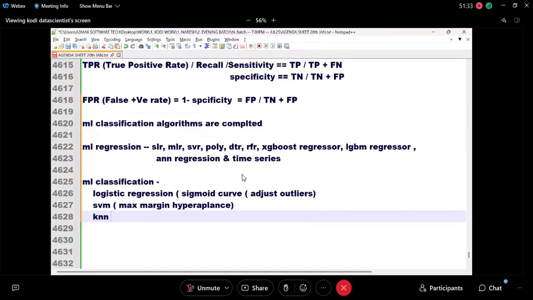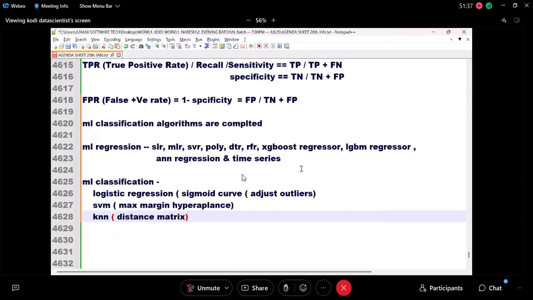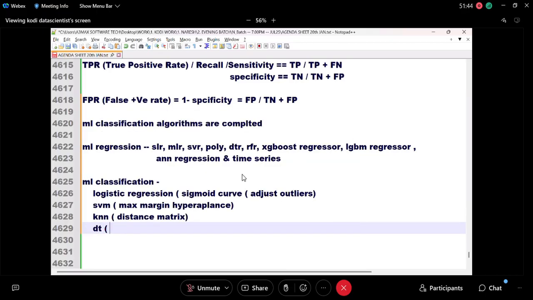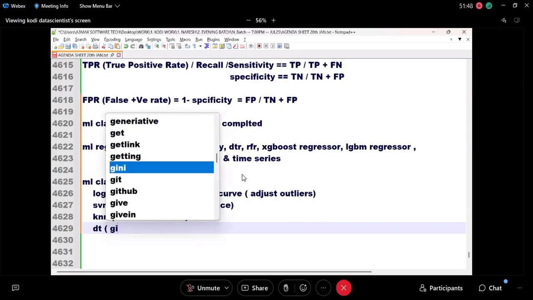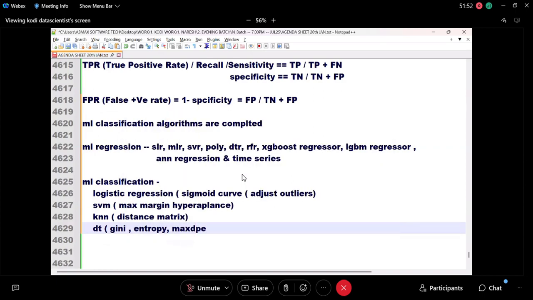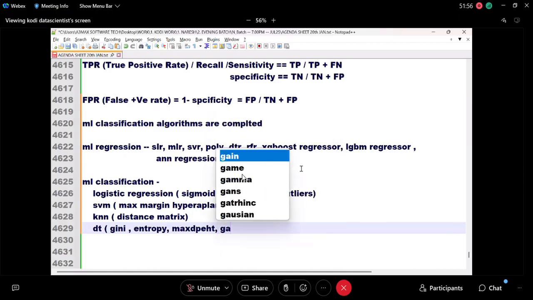In KNN, what math do we talk about? Distance metrics, Euclidean distance and Manhattan distance. And decision tree, what did we cover? In decision tree, what did we discuss, guys? Gini, entropy, max depth, and gain. The highest gain would be decided as the root node.